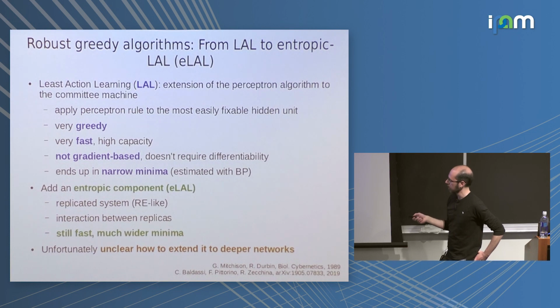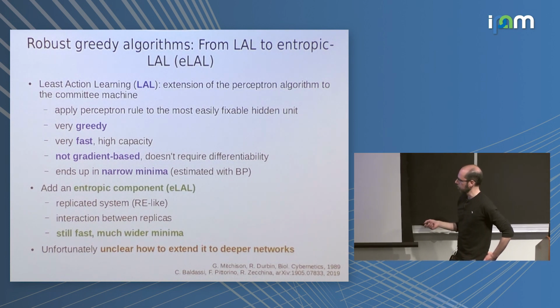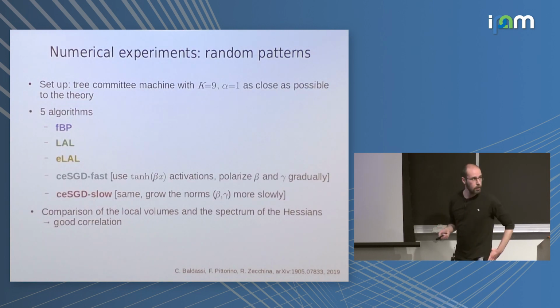Now, if we take this algorithm and just do a very simple trick to replicate it, basically, so we have different replicas that operate in parallel, but then we add an interaction between replicas that gradually pushes them towards one another. It's still a fast algorithm. Of course, you lose at least a factor as large as the number of replicas that you are using, but it finds much wider minima, as I'm going to show in a second. The problem of this algorithm is, of course, that it's unclear how to extend it to deeper networks, which is why it's not very used nowadays. But the interesting thing is that you can take an existing algorithm and make it more robust by just this simple trick, we think.